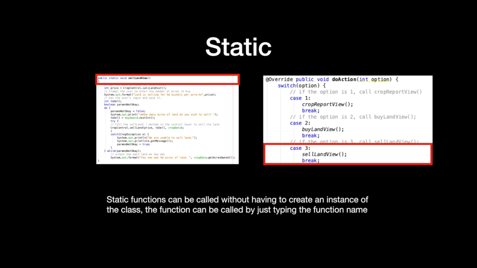For example, the public static void sellAndView function that we created in our project can be called in the doAction method by just typing the name sellAndView. You don't have to create any instance of the class.